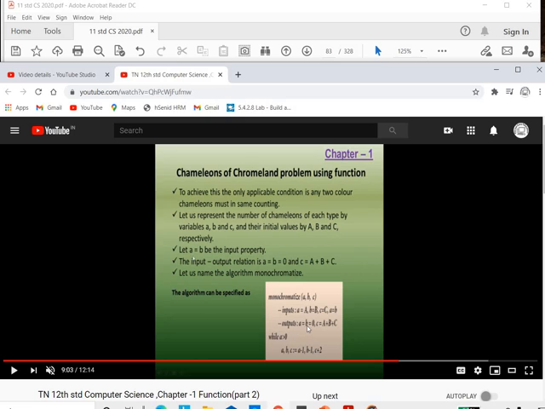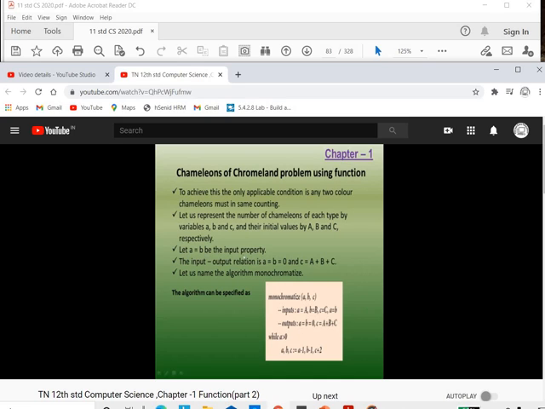Then the expected output is A equal to B equal to 0. That means at the end, the two colors which were the same must be 0, and the third color will become the total number of chameleons. So if A is 1, then A minus 1, B minus 1, and C becomes 2. One blue is reduced, one yellow is reduced, and pink becomes 2. Listen carefully: any two colors must be in the same count. At the end, the third color will be the sum of all three colors, and the two colors which were in the same number will be 0.